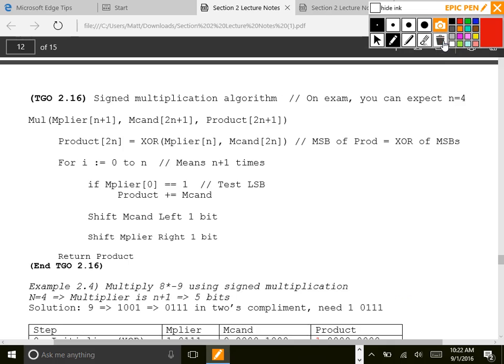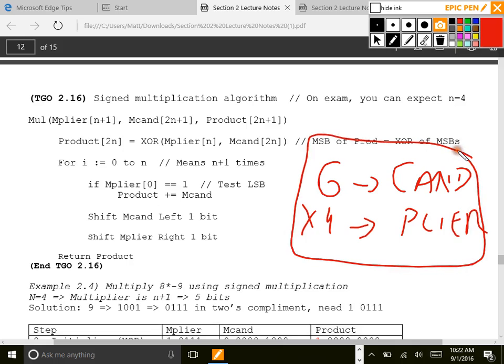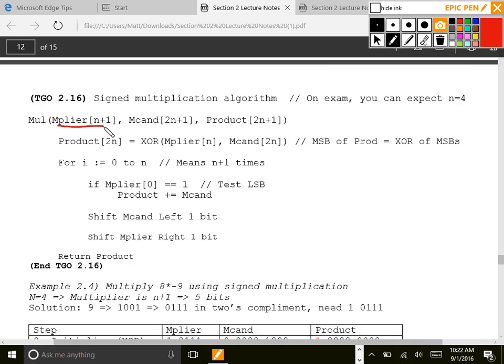So, if you remember from our multiplication, which one's the multiplier and which one's the multiplicand? If I have 6 times 4, which one is which? Multiplicand, multiplier. Very good. So this is multiplier, n plus 1. For those of you who have coded in C or anything involving arrays, this is the length of the array. So if n equals 4 here, that means n plus 1 is going to be 5 bits.